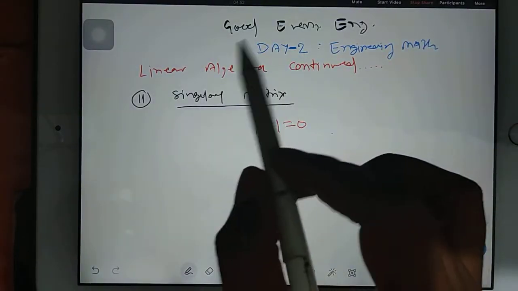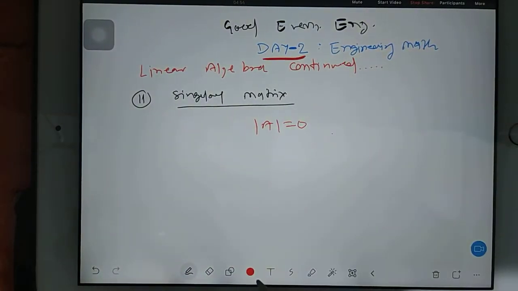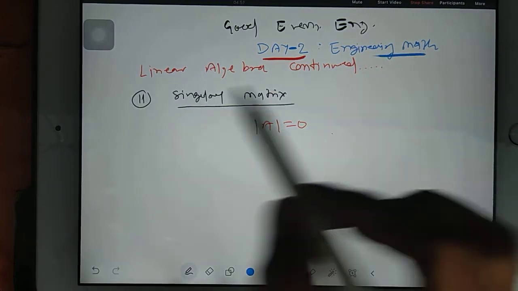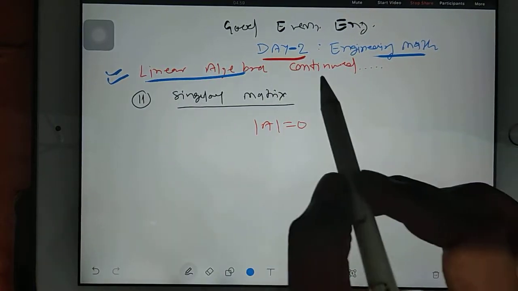Okay, so this is our day 2. Good evening, everyone. We are starting engineering mathematics and we are continuing the class, linear algebra continued.